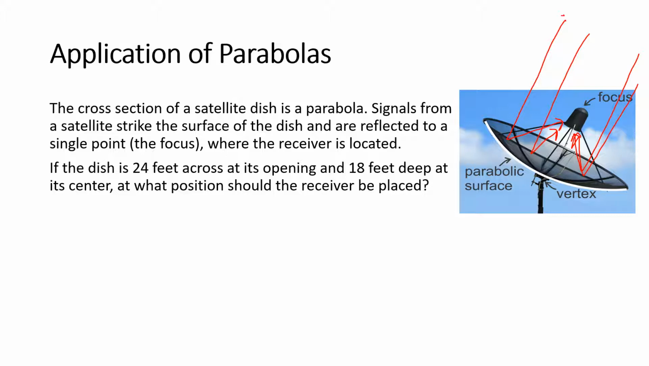So in this particular problem, we have the cross-section of a satellite dish we know is a parabola. Signals from the satellite strike the surface of the dish and are reflected to a single point, the focus, where the receiver is located. In this problem, we know that our dish is 24 feet across and 18 feet deep. And what we need to do is figure out what position the receiver should be placed. Now, the receiver we know has to be located at the focus point.